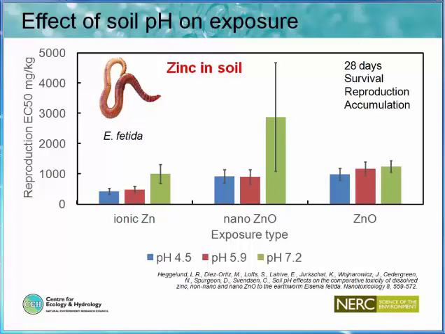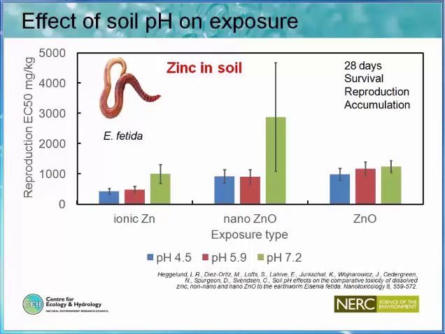Why do we want to look at pH? Well, we know that normal forms of zinc, what you call the salt or ionic forms of zinc, that their bioavailability and toxicity to organisms in soil is affected by factors such as pH. So immediately we wanted to see whether such factors would also be important in determining the toxicity of nanoparticulate zinc oxide.